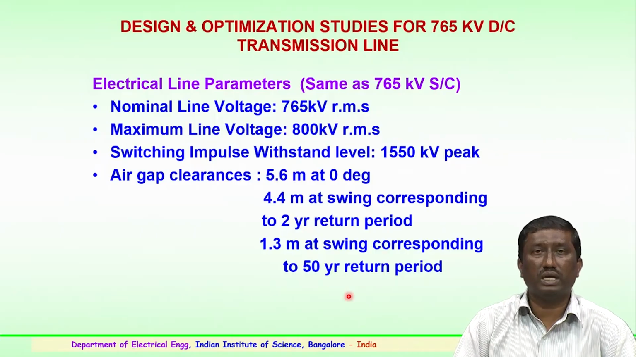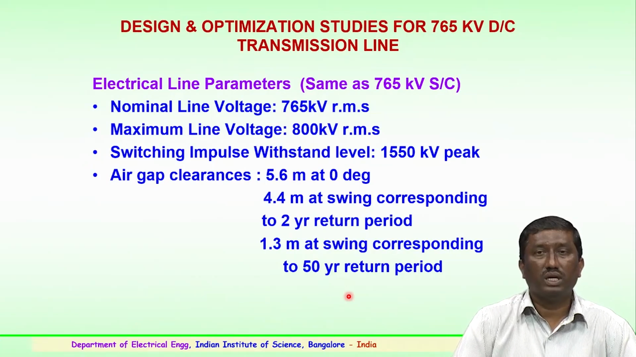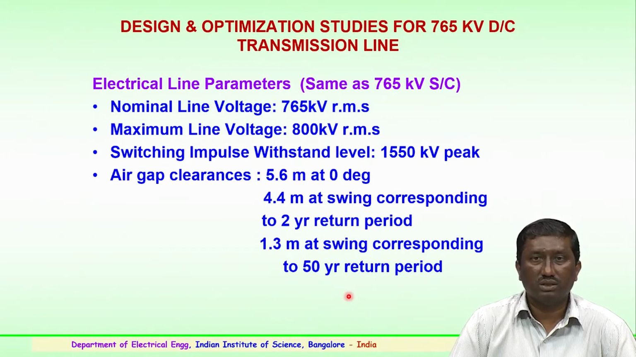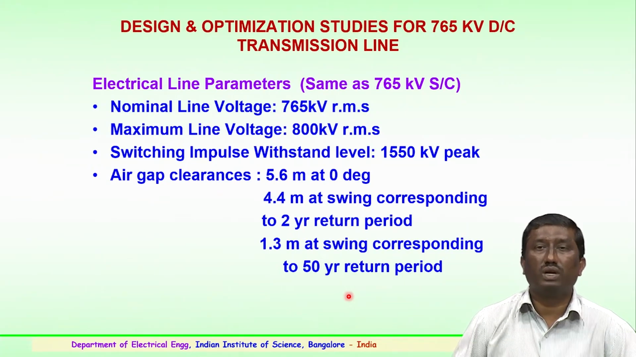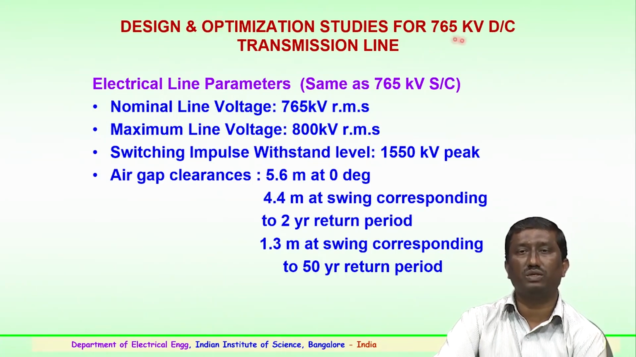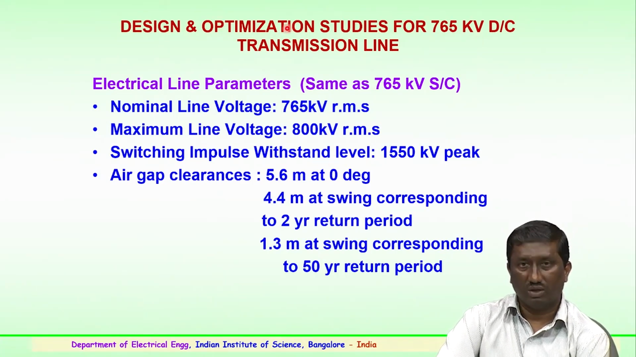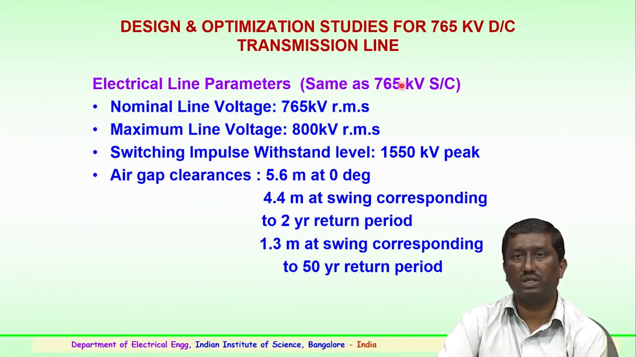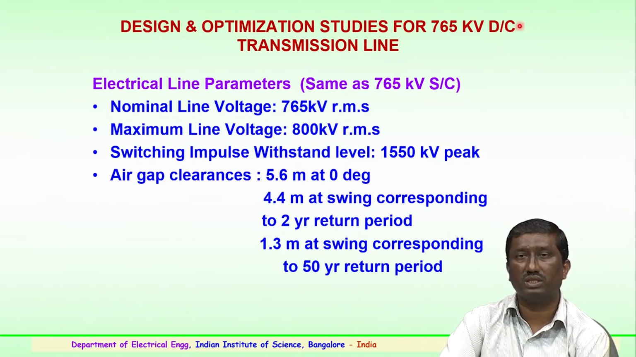So, how the design and the optimization studies were carried out for the first line. Electrical line parameters were similar to the 765 kV single circuit line. This was for when the line was thought of as a double circuit. So, what was the optimization which was done, and how was the idea used for the similar idea for the single circuit, that is, AC is a single circuit, DC is a double circuit.